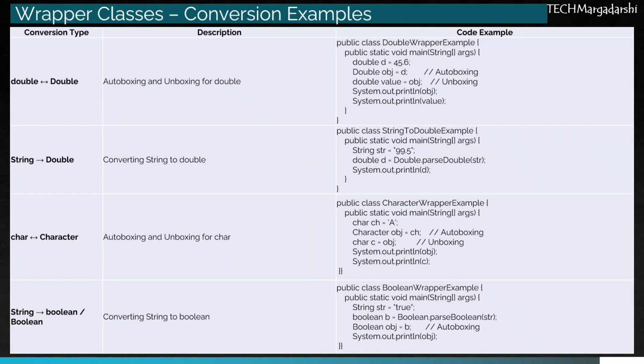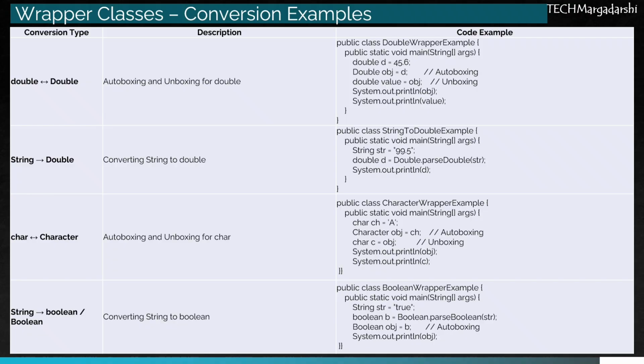Now let's move to double and Double conversion. Just like int and Integer, Java supports autoboxing and unboxing for double and Double. The primitive double value is automatically converted into a Double object and back when needed. This is commonly used in calculations involving decimal values.